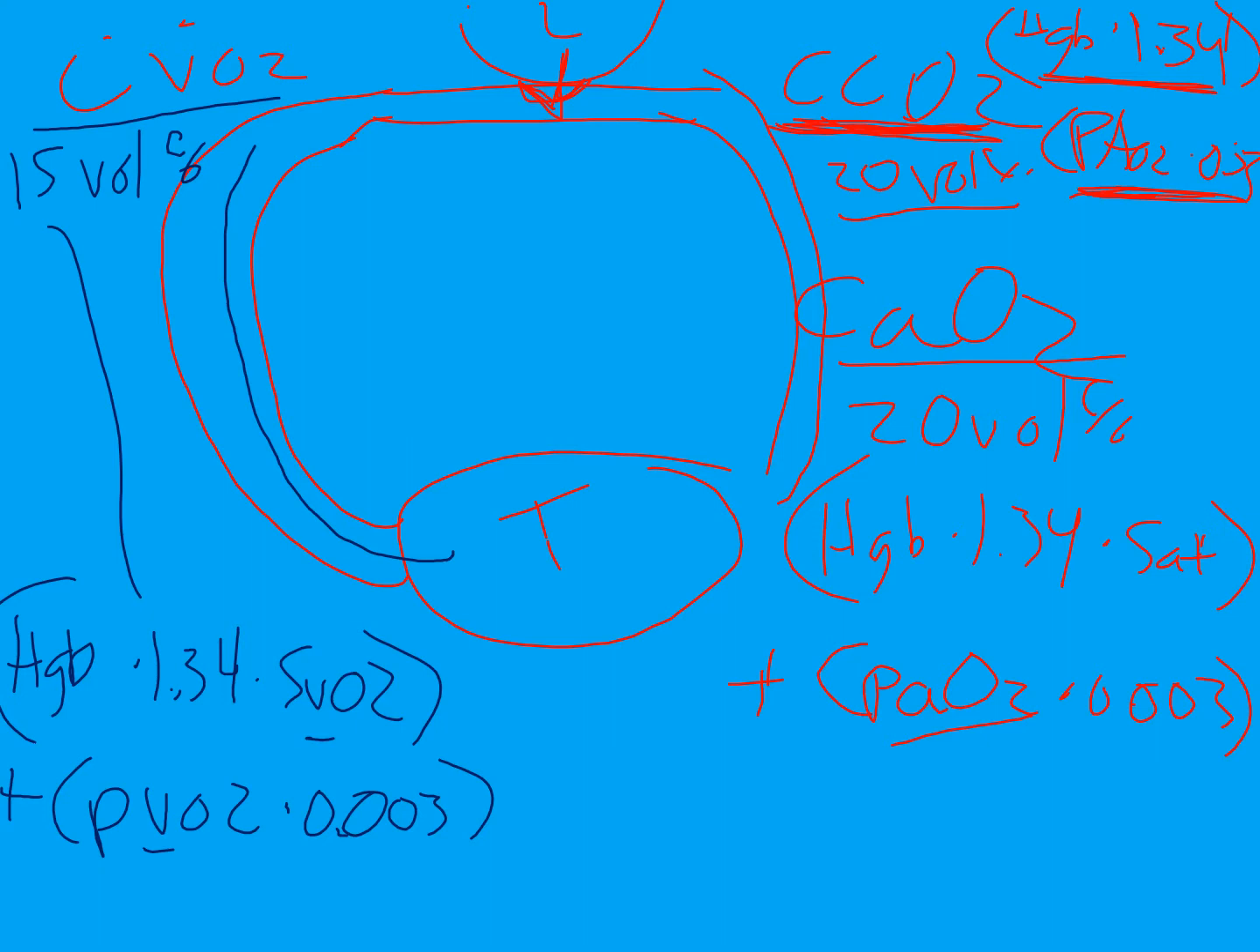So the normal gradient between the two, the normal consumption of oxygen by the tissues, is going to be 5 volumes percent, right? Because a normal CaO2 is 20 volumes percent and a normal CvO2 is 15 volumes percent. So the difference between the two is 5 volumes percent. In other words, the tissues use roughly 5 volumes percent of content of oxygen. And that's a normal metabolic rate. And so this is good.